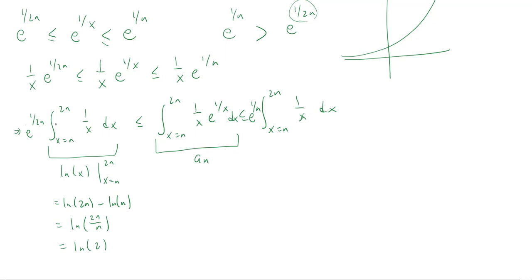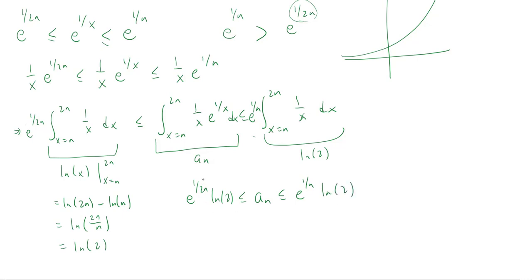So the lower bound is the natural log of 2 times e to the 1 over 2n. And the upper bound, well, this is the exact same quantity here. That's ln of 2. And so the upper bound will be e to the 1 over n times ln of 2. And so a sub n is bounded above and below by e to the 1 over 2n times ln of 2, and on the top side, e to the 1 over n times ln of 2.